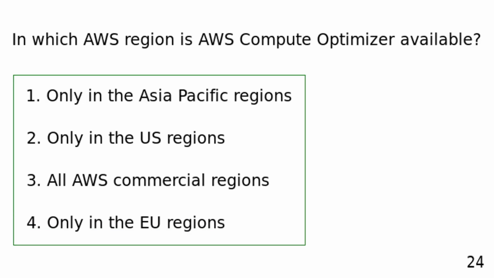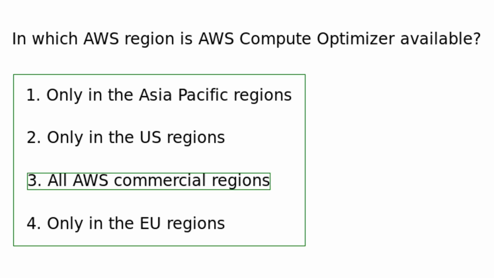In which AWS region is AWS Compute Optimizer available? Only in the Asia-Pacific regions. Only in the US regions. All AWS commercial regions. Only in the EU regions. AWS Compute Optimizer is available in all AWS commercial regions to help users optimize their resource configurations.